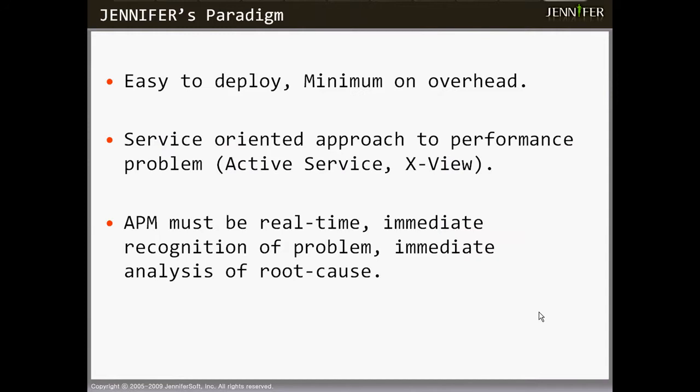Lastly, Jennifer is easy to deploy and imposes minimum overhead on the monitored server. Jennifer uses service-oriented approach to performance problem. Jennifer does fast diagnosis of problem and immediate analysis of root cause of problem.